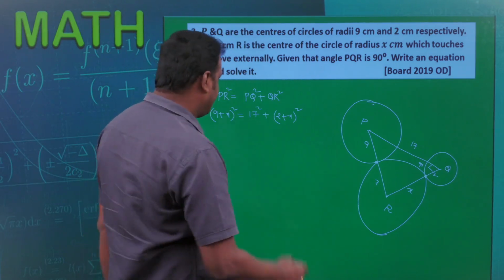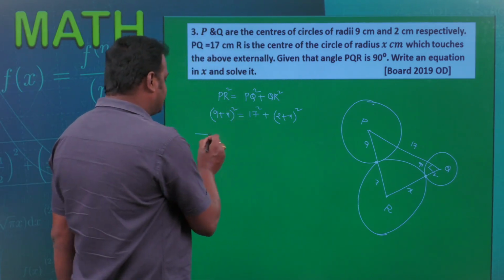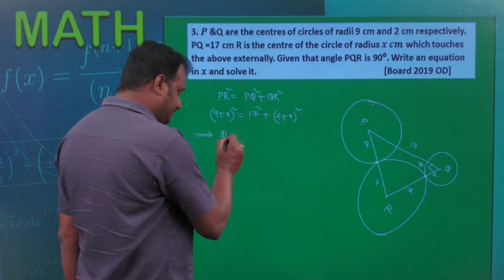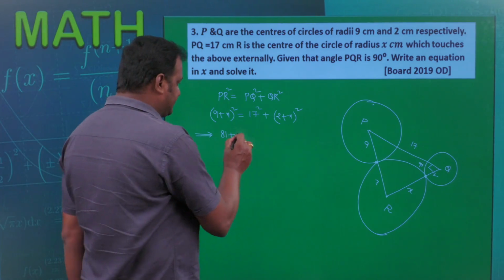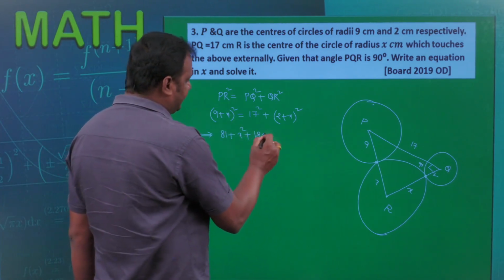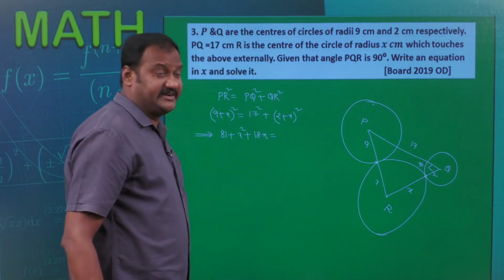Hope you understand? Now simplify. What is (9 + x) whole square? It is in the form of (a + b) whole square: 9 square is 81, plus x square, plus 2ab, 2 into 9 is equal to 18x. Which is equal to 17 square.